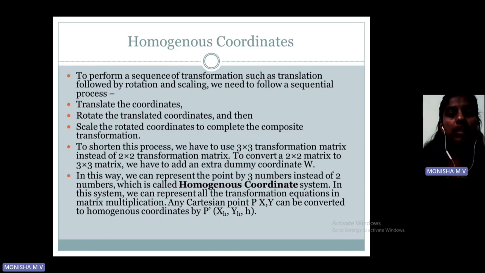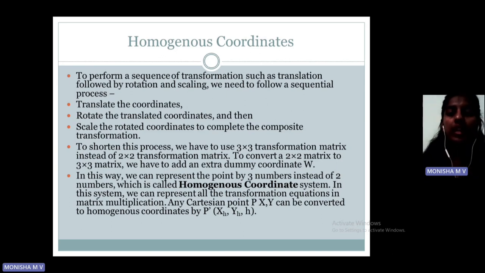To shorten this process, we use a 3 by 3 transformation matrix instead of a 2 by 2 transformation matrix. If we use a 2 by 2 transformation matrix, this process will be lengthy. Instead, we can do this process using the 3 by 3 transformation matrix. To convert the 2 by 2 matrix into a 3 by 3 matrix, we need to add an extra dummy coordinate, that is W. It's a dummy coordinate to transform the 2 by 2 matrix into a 3 by 3 matrix.